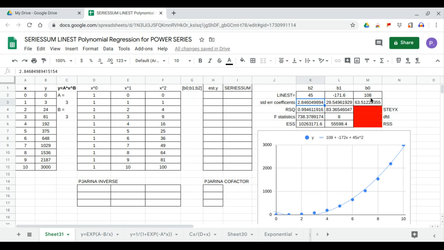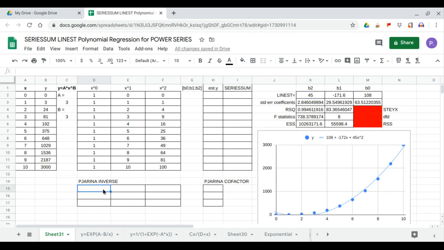But first, we take a look at the value b0. Our b0 matches our equation. Our b1, negative 171.6, is rounded off as negative 172. And b2 is 45, matches our equation. We can calculate this value using the matrix.